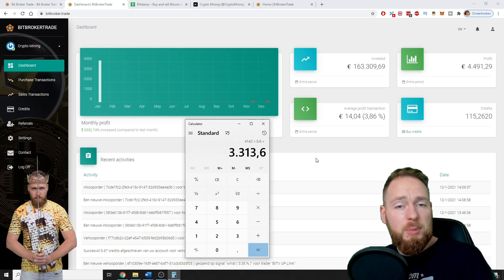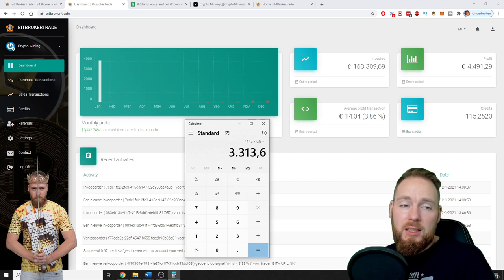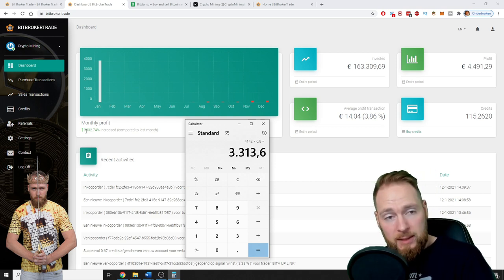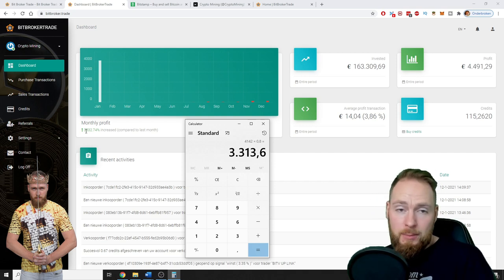The bot has been recently updated as well. And you can clearly see a 3,332% profit increase. This is because the bot was optimized. I optimized my trading settings, and the bot is trading with more money now. So that's why these gains.